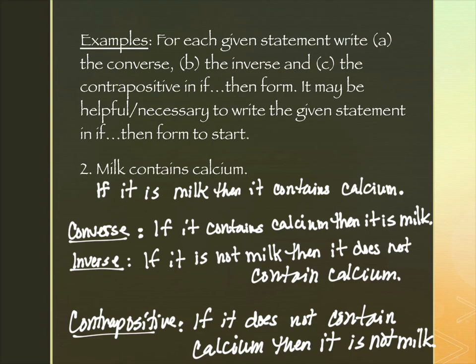But what happens if you look on the food label and it says it contains calcium? Do you know for sure it's milk? Nope. What could it be? Something else. Does anybody know? Orange juice. That's the first one I was thinking of too. It could be almond milk, which is absolutely not milk either, by the way.